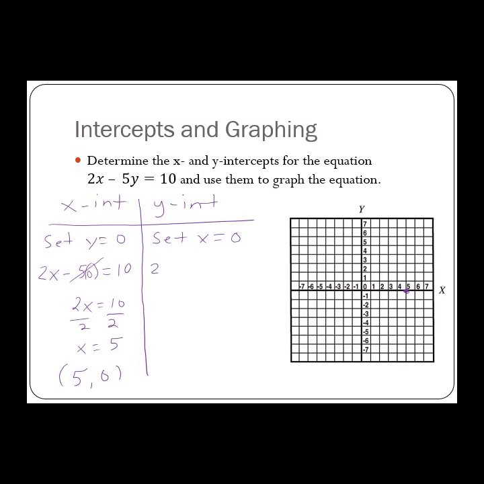Setting x equal to 0, 2 times 0 minus 5y equals 10. Here again, we have that negative that stays with us. Dividing by negative 5, I get y equals negative 2, and I'm going to write it as a point. Keep reminding yourself to write it as a point: (0, -2). And then I can connect the dots, which I always have trouble doing on my tablet. So that's what that line looks like.